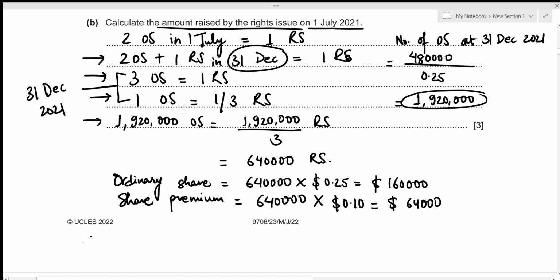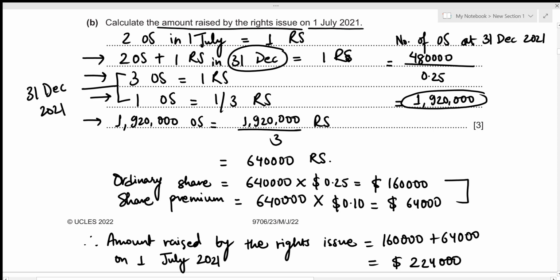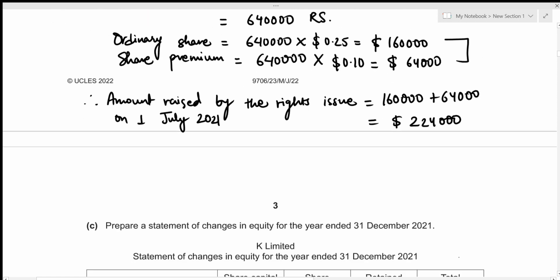So now we need to figure out the total amount raised. So the amount raised by the rights issue on 1st July 2021 is just the sum of ordinary share and the share premium. So that's 160,000 plus 64,000, which gives the total amount raised to be 224,000. Alright, this concludes the second part of this question. Now we can move to the third one.